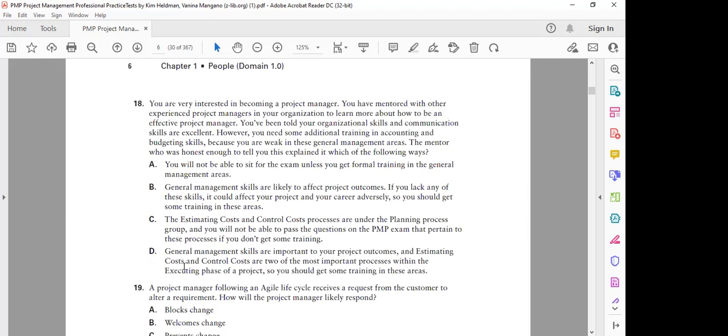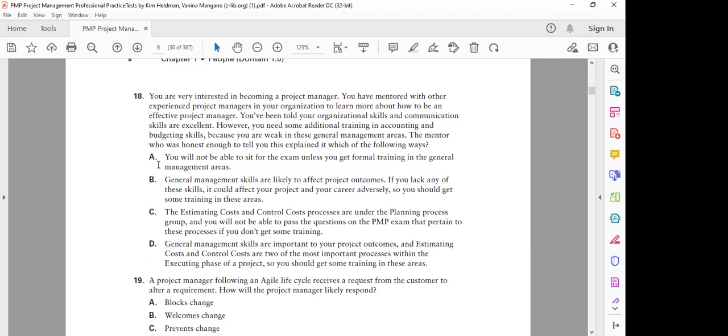Question number 18. You are very interested in becoming a PM. You have mentioned with others how to be an effective PM. You have been told your organizational skills and communication skills are excellent. However, you need some additional training in accounting and budgeting skills. The mentor who was honest enough to tell you this, explain it in which of the following ways?